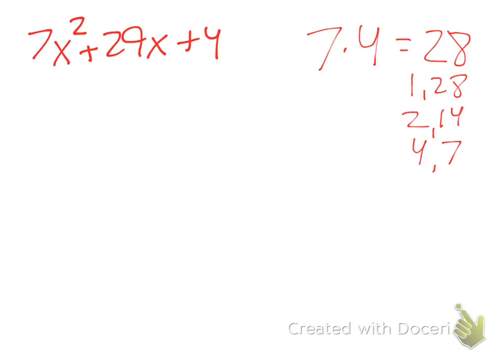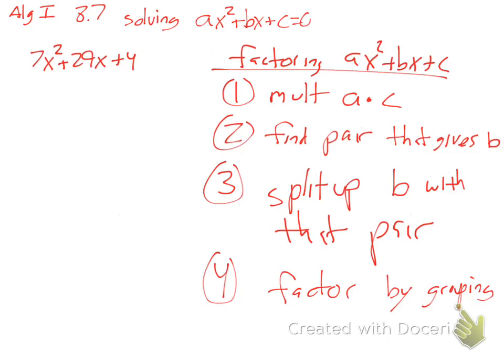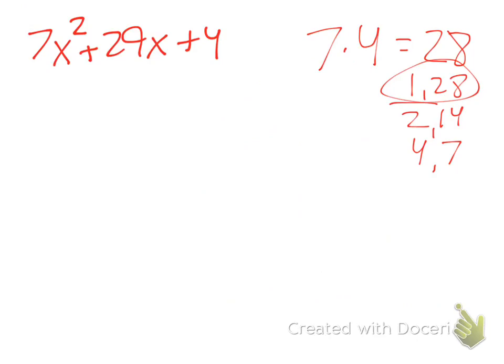No. Okay. I now go back and I select which one of these pairs, just like before, would allow me to get a positive 29. Which pair is going to add up to 29? The first one, 1 and 28. So I'm going to circle it. And now we get to step 3. Step 3 says split up b with that pair.